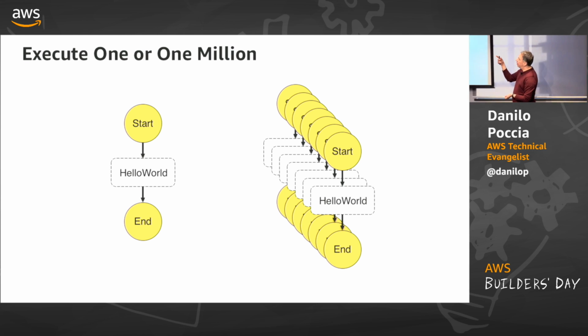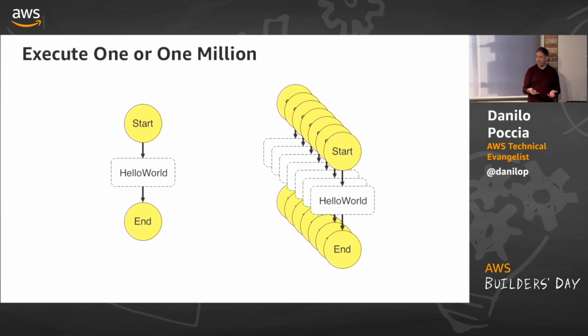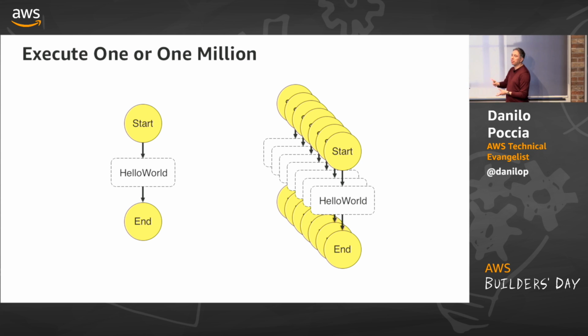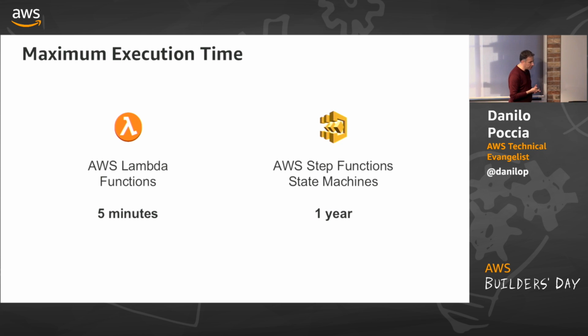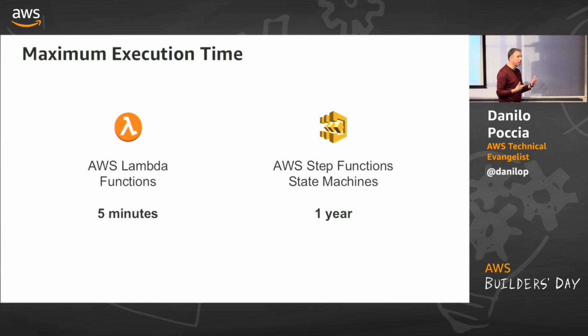It's important to say that when you use state machines, you can execute multiple state machines at once. Every state machine, you can run it once or up to 1 million times in parallel. So scalability is very high. Of course, if you're using Lambda functions inside, then you have the concurrency limit of Lambda that you need to change. But from the state machine perspective, the default limit is 1 million parallel executions for every state machine. The maximum execution time of a state machine moves from 5 minutes with Lambda to 1 year. So a state machine can run up to 1 year.